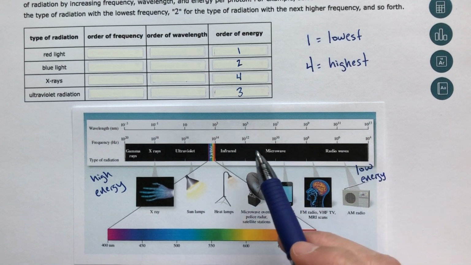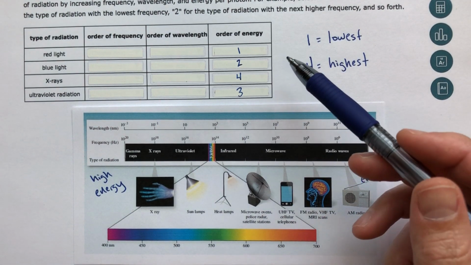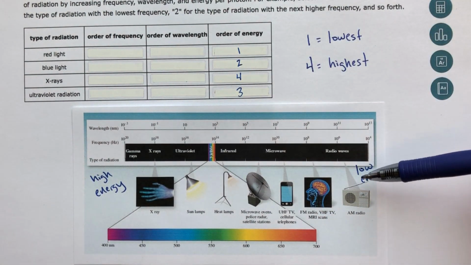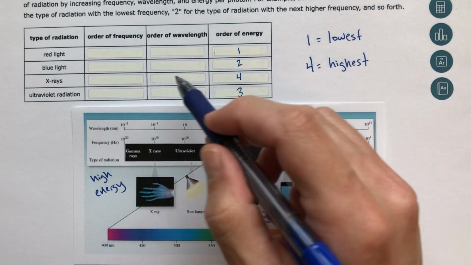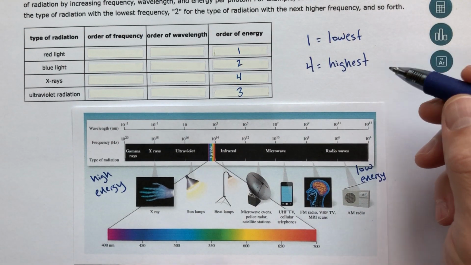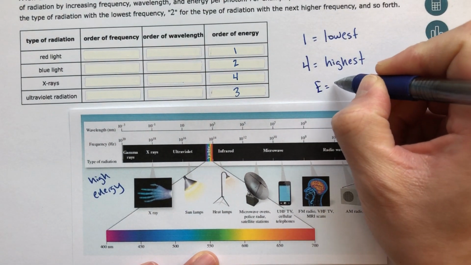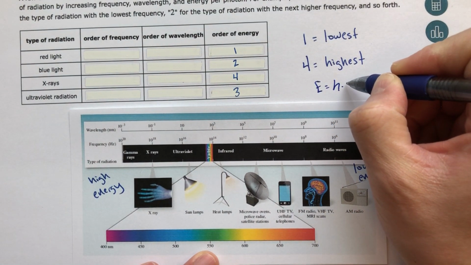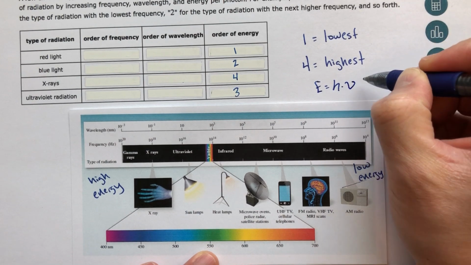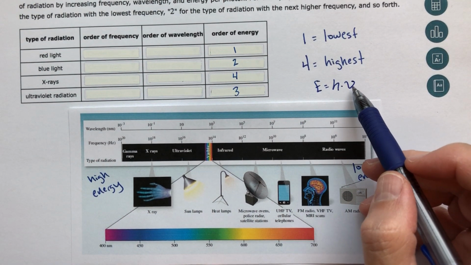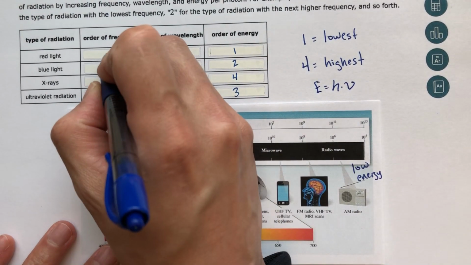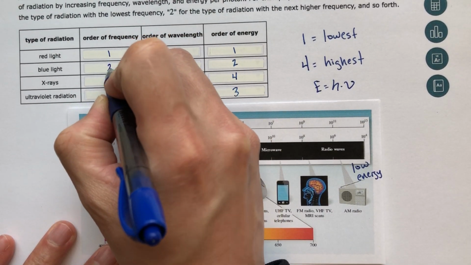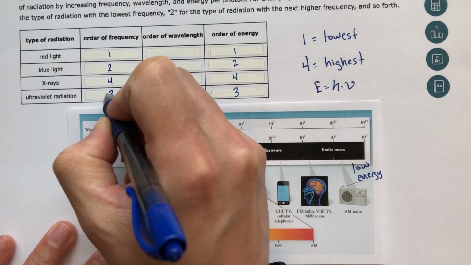And then over here, these would be lower energy. So if I had something like radio waves, for instance, on this chart, radio waves would be the number 1, would be the lowest energy photon. The frequency is just going to match up exactly with the order of energy. So the energy of a photon is equal to Planck's constant times frequency. So as the energy goes up, then the frequency should also go up. So the frequency should be the same, 1, 2, 4, 3.